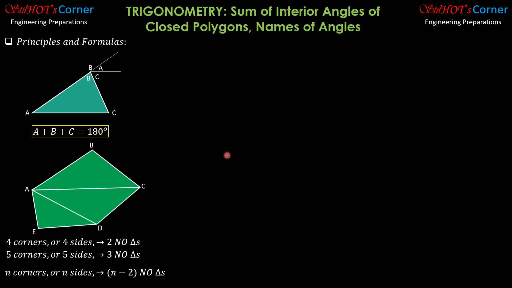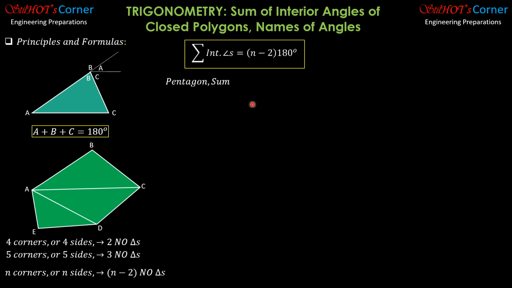The formula, therefore, for the sum of interior angles of a closed polygon is the quantity n minus 2 times 180 degrees. So the summation of interior angles of a closed polygon is the quantity n minus 2 times 180 degrees. So to illustrate this, for pentagons, we have 5 minus 2 times 180 degrees, that's 540 degrees.